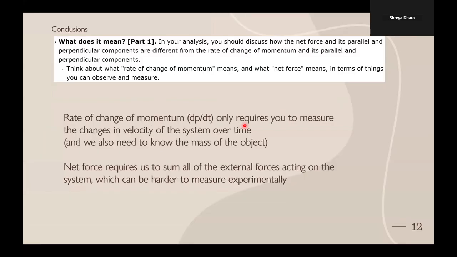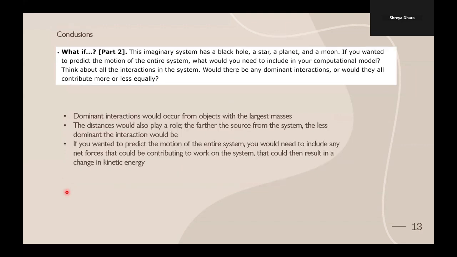To provide some conclusions, for the question what does it mean: what's the difference between rate of change of momentum and net force? While rate of change of momentum and net force are mathematically the same thing, rate of change of momentum only requires us to measure the changes in velocity of a system over time. We just need to know the change in velocity and the change in time, and we also need to know the mass of the object. Experimentally, this would be a lot easier to measure. Net force requires us to find the sum of all the external forces acting on the system, which would be a lot harder to measure experimentally.